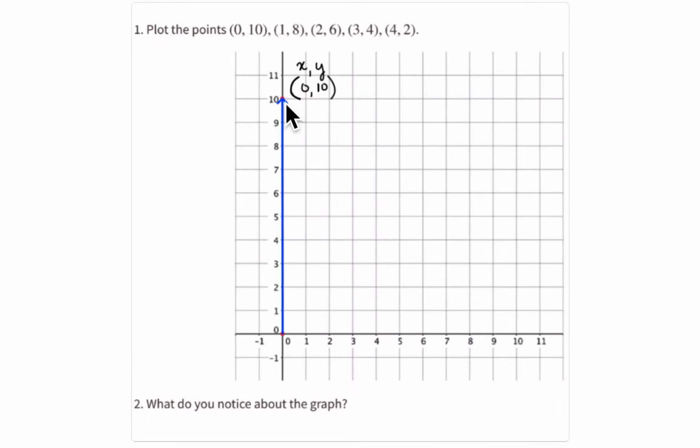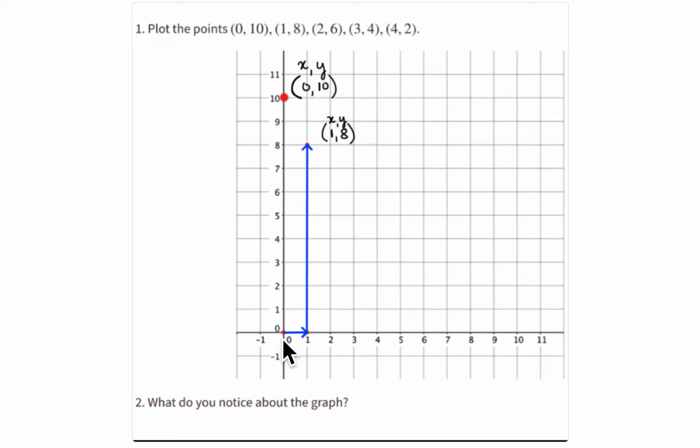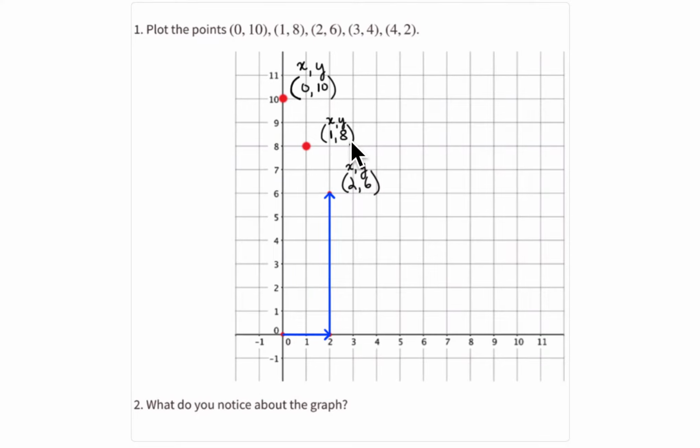So this point right here is at point 0, 10. So the x-coordinate and then the y-coordinate. The x-coordinate goes out 1 unit, the y-coordinate goes up 8 units. So this point is 1, 8. The x-coordinate goes out 2 units, the y-coordinate goes up 6 units. So this point is 2, 6. So this is plotting the point, or placing the point on a coordinate plane.